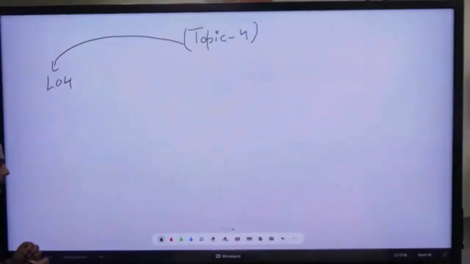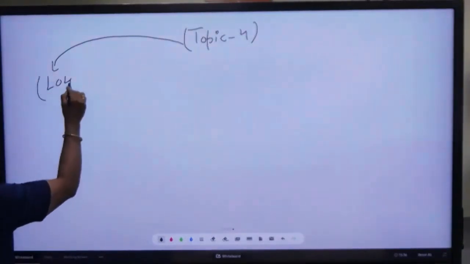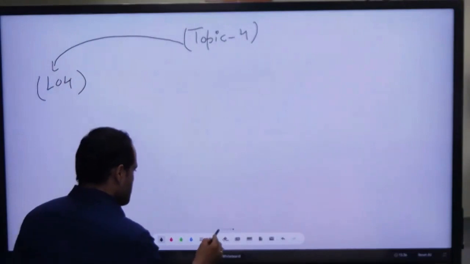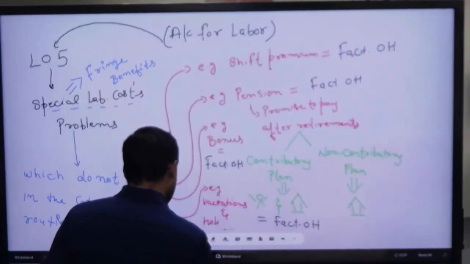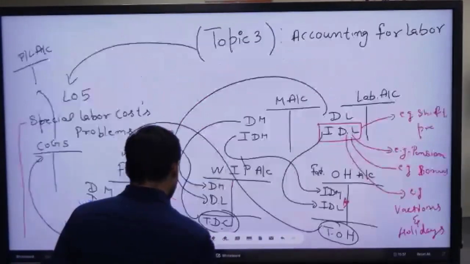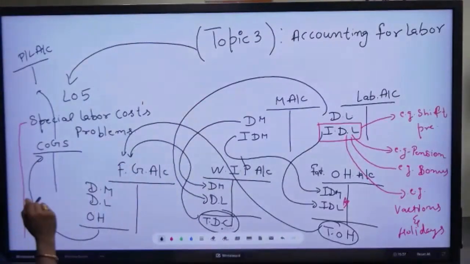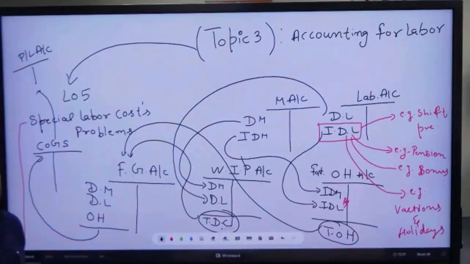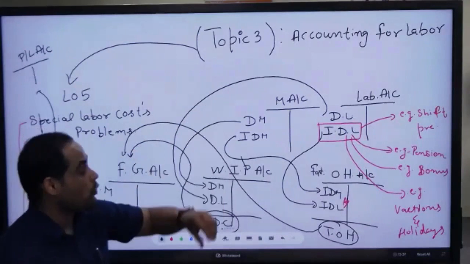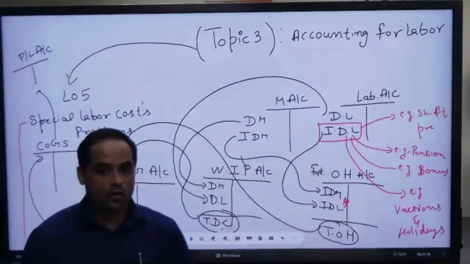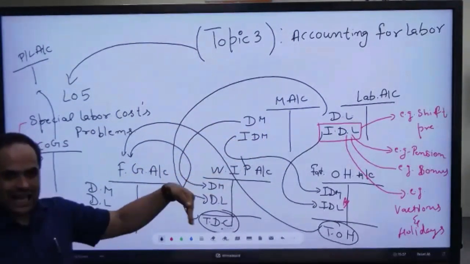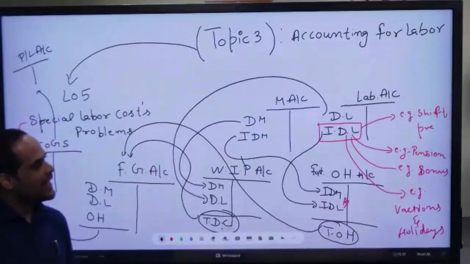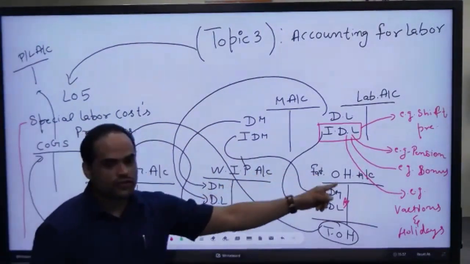So I think I should give you an example of this one here. This example, all right? The example that I explained in our topic 3. Whatever procedure is given in this example, we apply the same procedure to estimate the factory overheads.